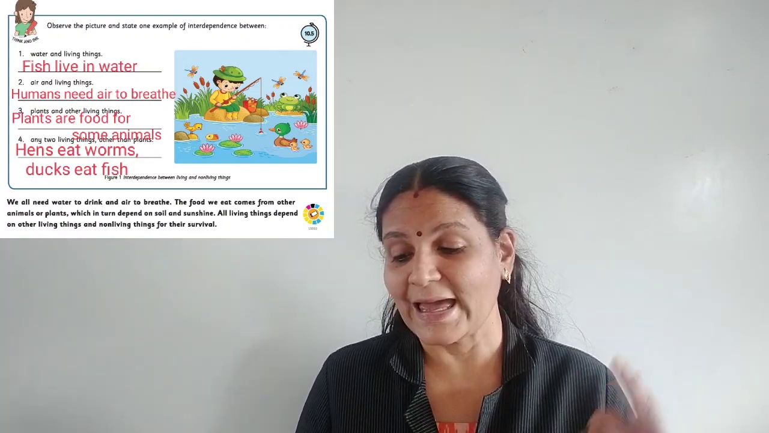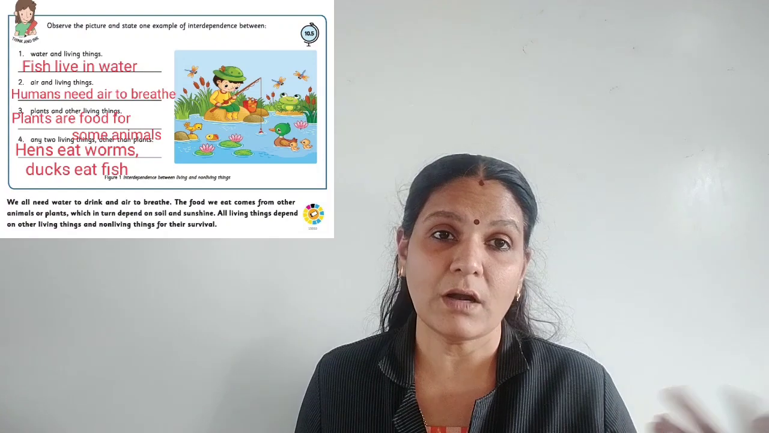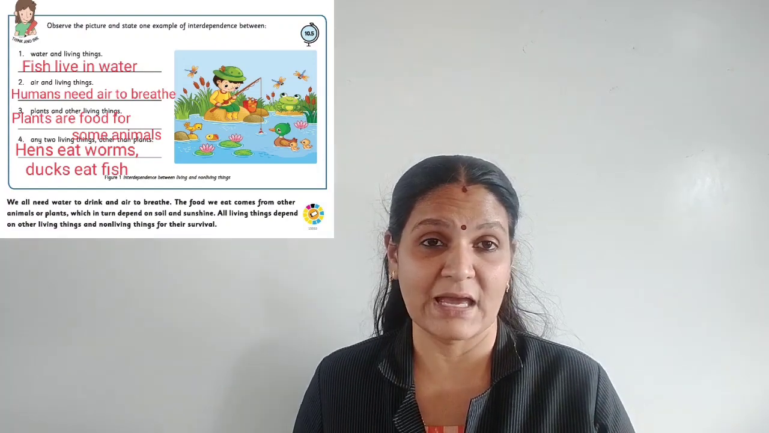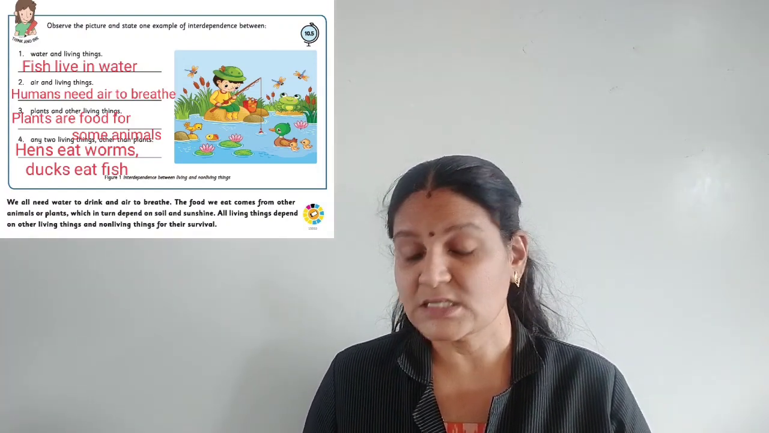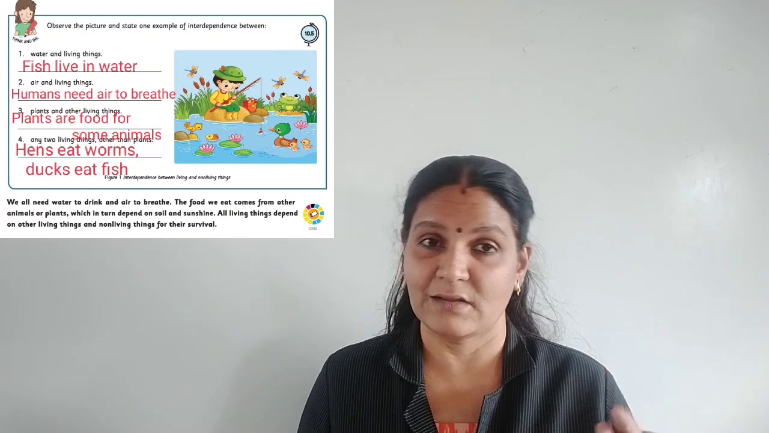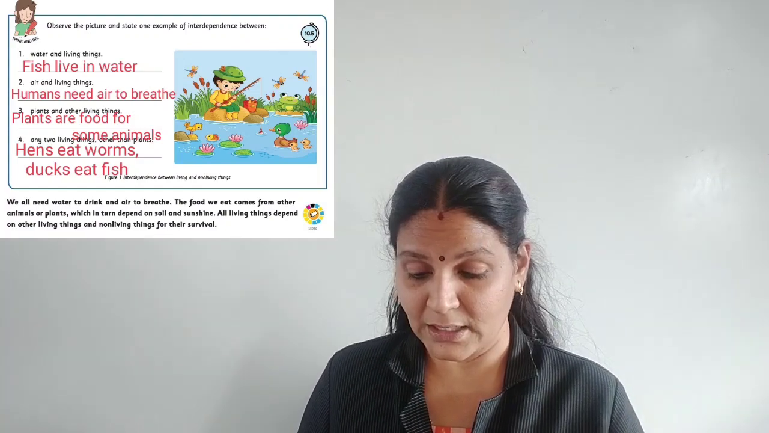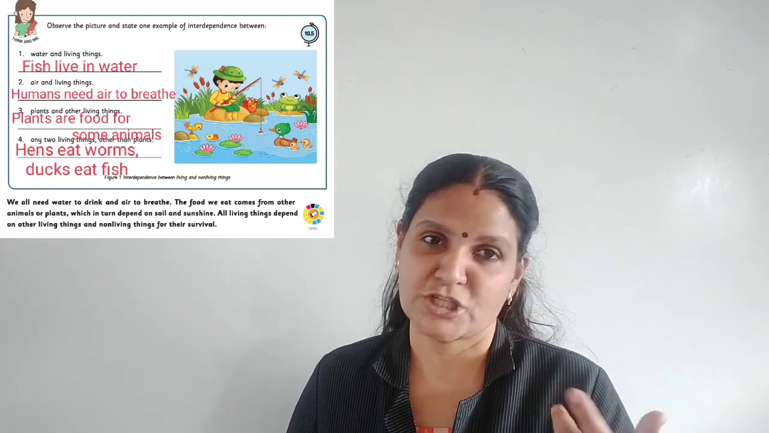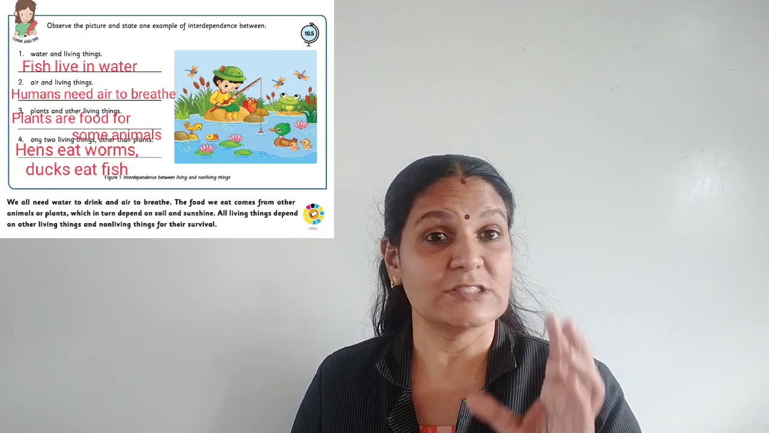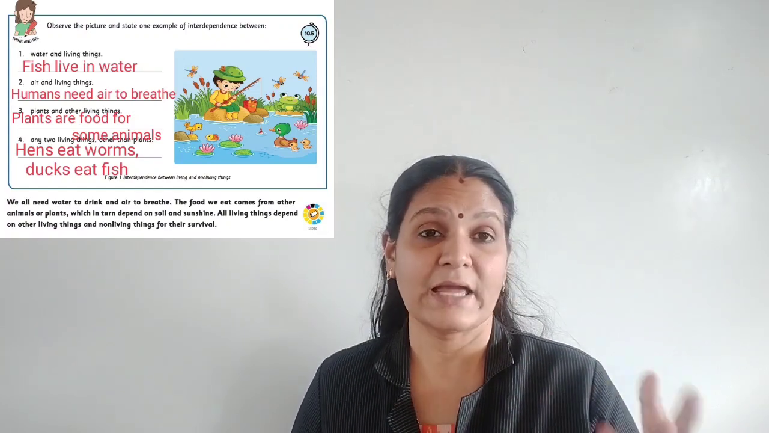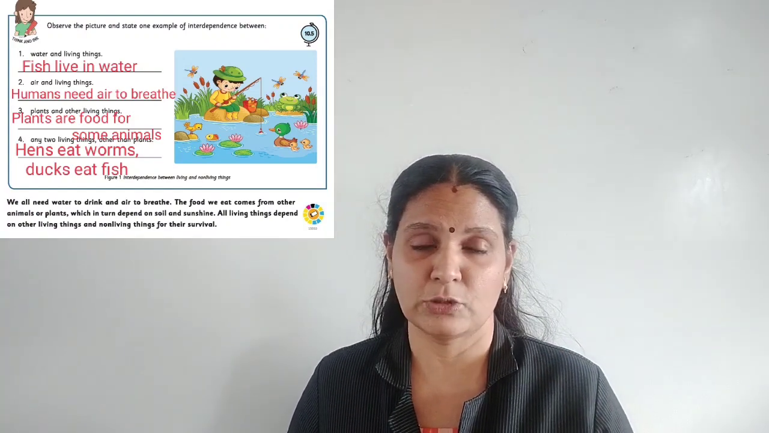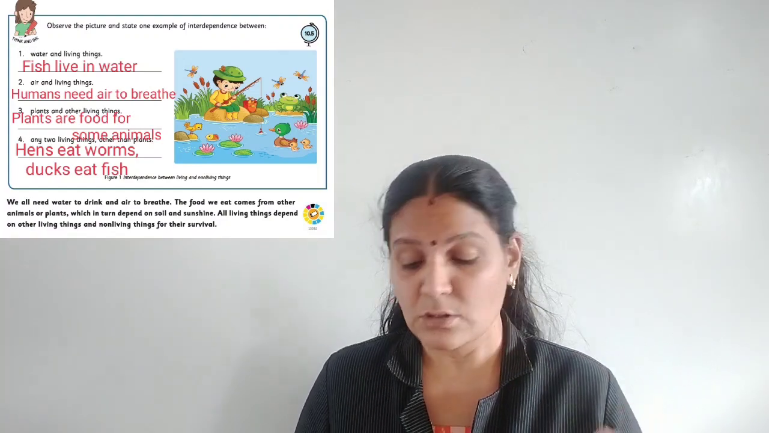Second one is air and living things. All living things need air. Without air we cannot breathe. We cannot live. And the birds need air to fly. Third one is plants and other living things. How the plants and living things are interdependent? You can write plants are food for some animals like goat, sheep, പിന്നെന്താണ് അങ്ങനത്തെ ജിറാഫ്, എലിഫൻറ്റ് അല്ലേ, ഈ ആനിമൽസ് ഒക്കെ പ്ലാന്റ്സ് മാത്രമേ കഴിക്കുന്നുള്ളൂ. സോ യു ക്യാൻ റൈറ്റ് ദാറ്റ് ഓൾസോ ഹിയർ.